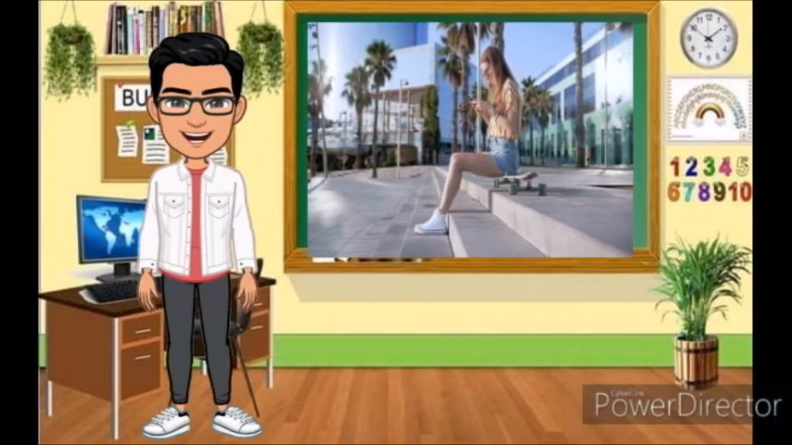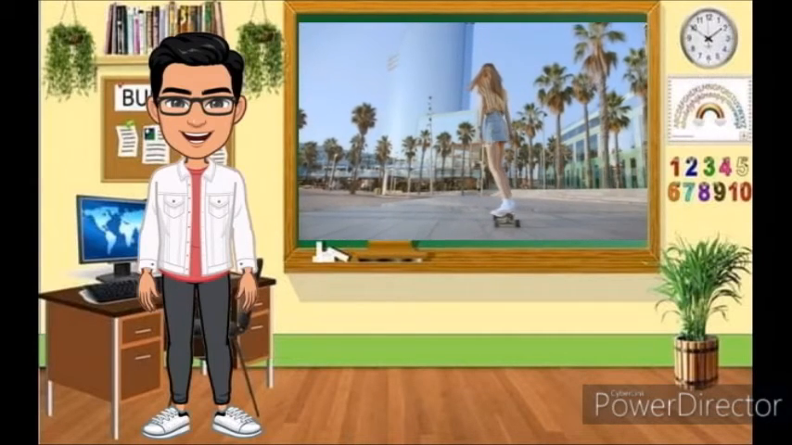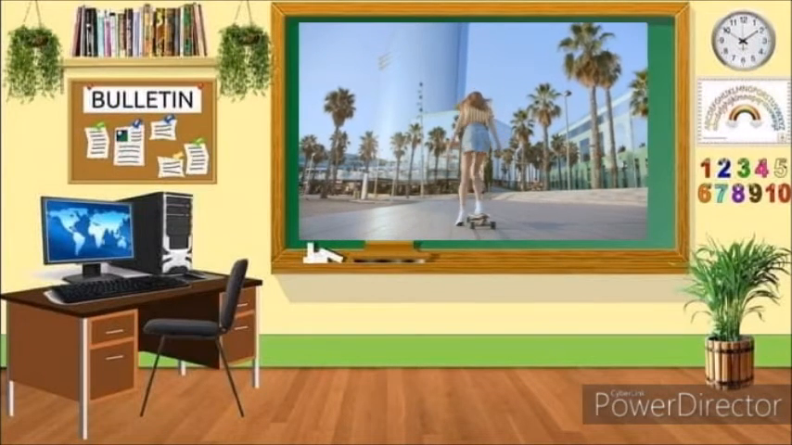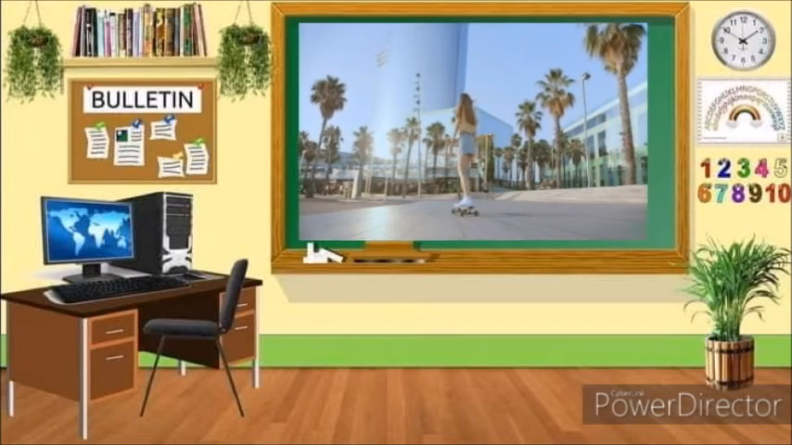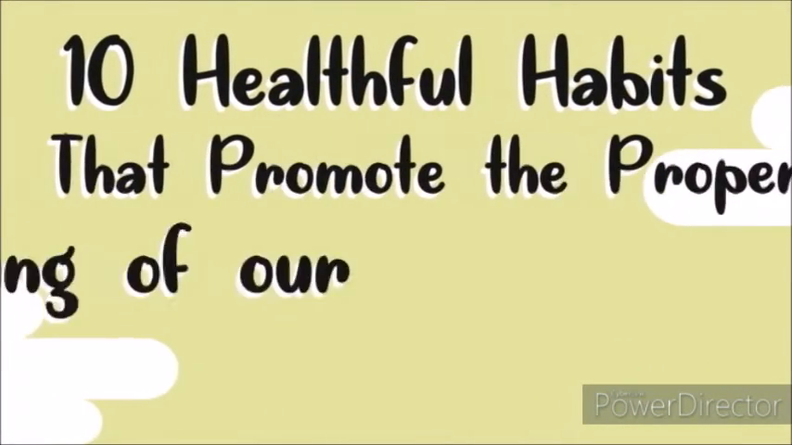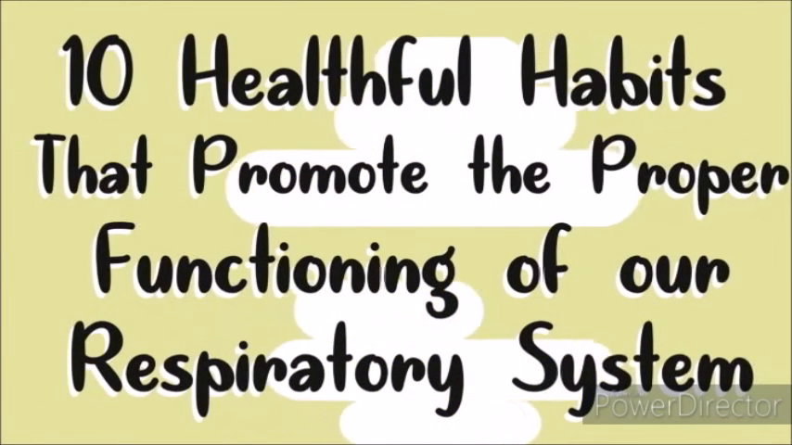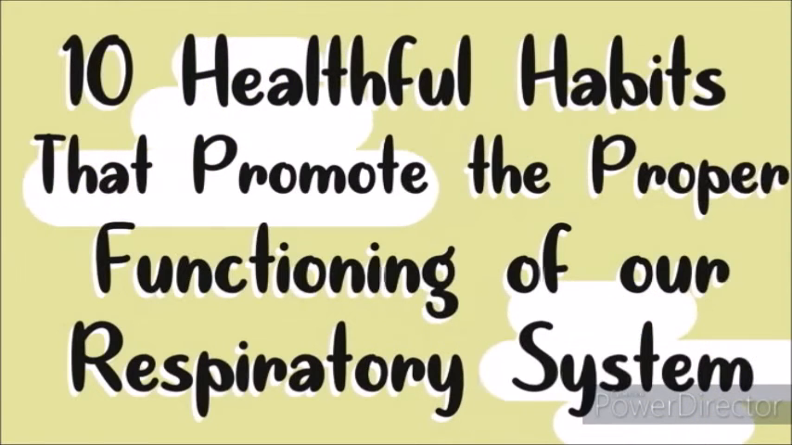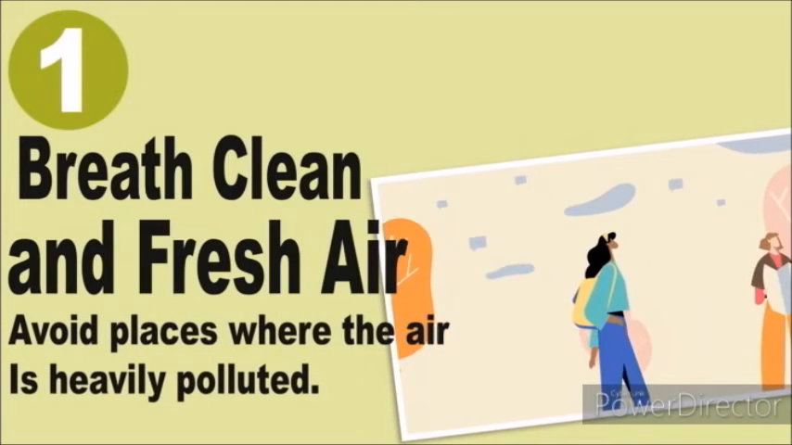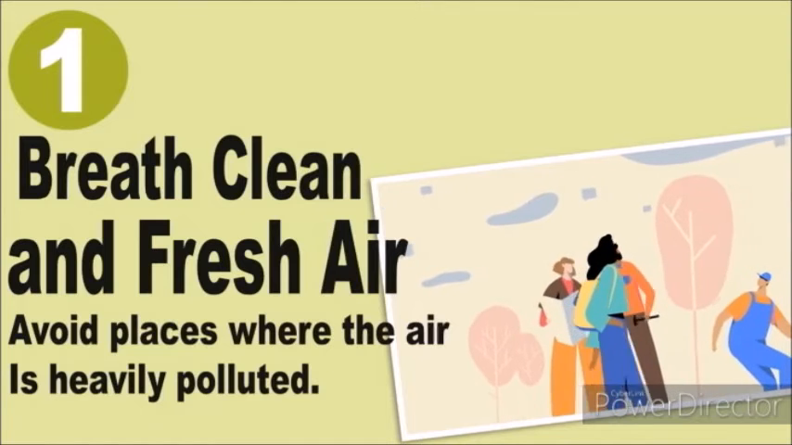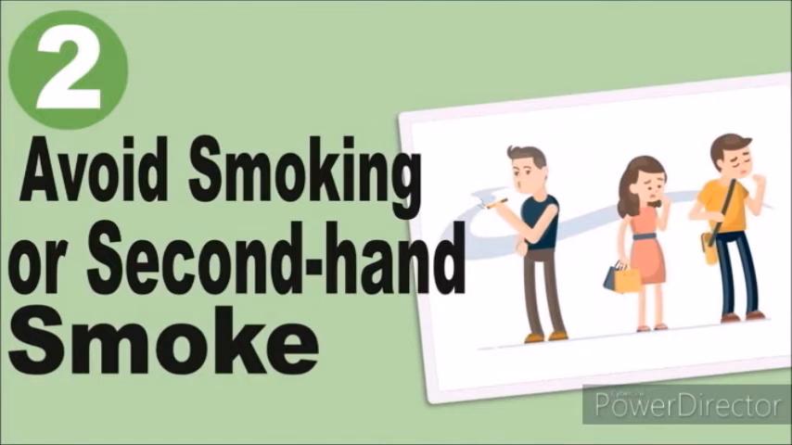Now that you know how our respiratory system works, it is also important that we know how to take care of our respiratory system. Here are the 10 helpful habits that promote the proper functioning of our respiratory system and avoid respiratory ailments. Number 1. Breathe clean and fresh air. Avoid places where the air is heavily polluted. Number 2. Avoid smoking or secondhand smoke.